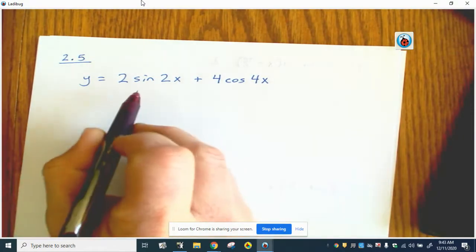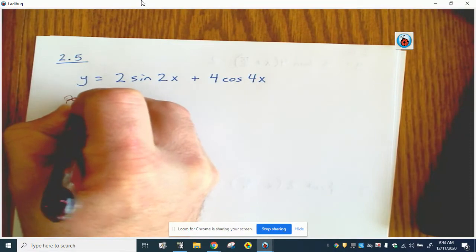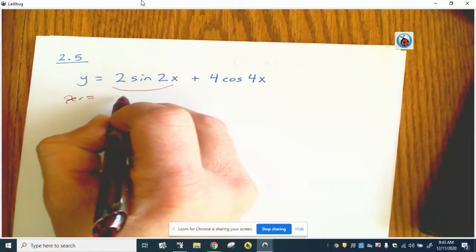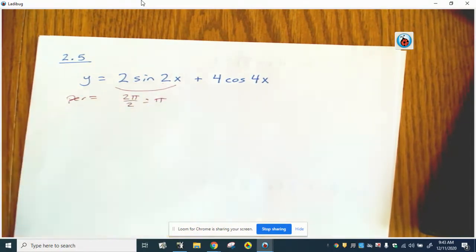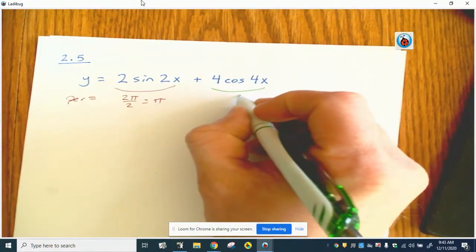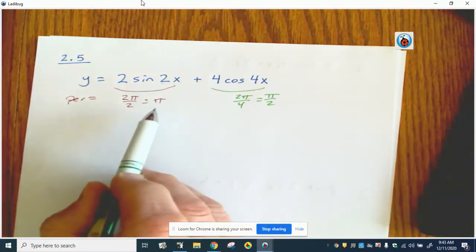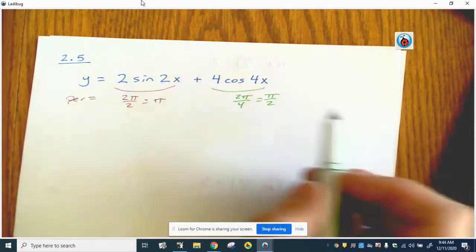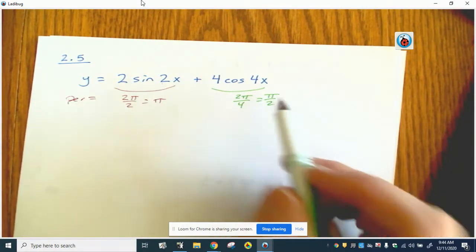So, the first thing I would do with these again is try to find the periods. You have to find the periods of both of them individually. The first one, with the b value of 2, would have a period of 2 pi over 2, or 1 pi. The second one would have a period of 2 pi over 4, or pi over 2. So remember, this one is going to count every pi: 1 pi, 2 pi, 3 pi. This one is going to count every half pi, 1 pi, 1.5 pi, and so on.